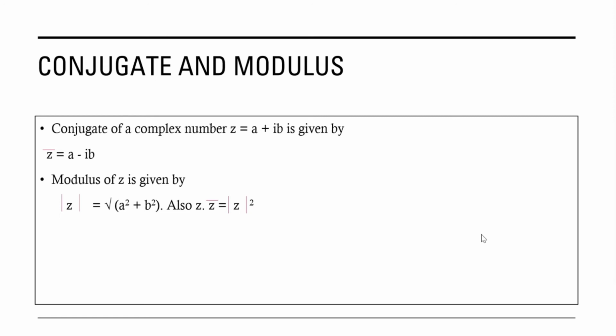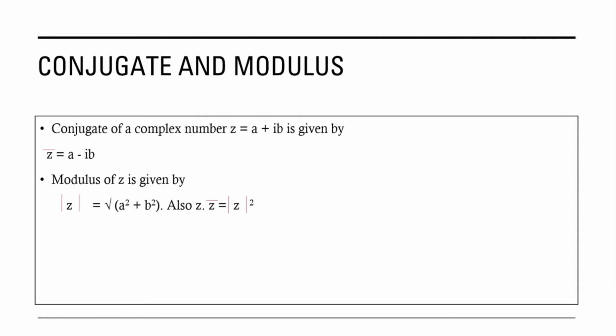Now next we will see the conjugate and modulus of a complex number. Now what is the conjugate of a complex number? The conjugate of a complex number z equal to a plus ib is given by z bar equal to a minus ib. It is denoted by z bar.